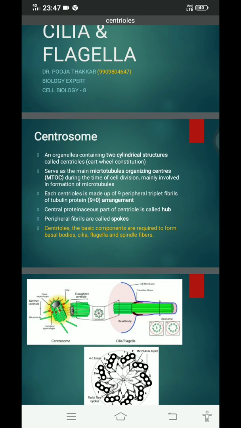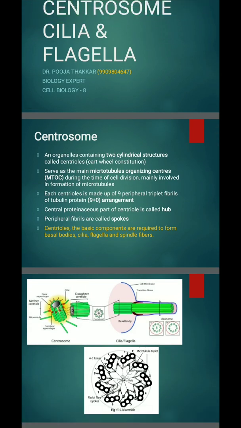Now, in the last session, we have discussed microtubules as a specialized structure of the cytoskeleton. Here we need to show in detail how and exactly where these microtubules are produced. Now we need to discuss the centrosome first.